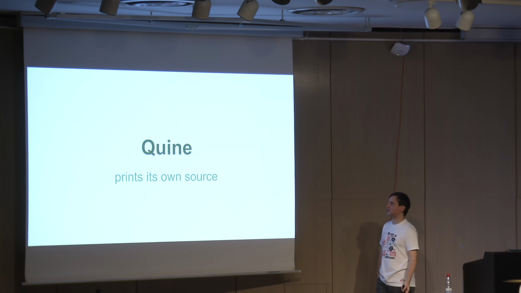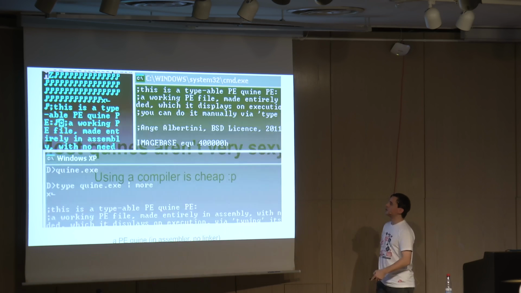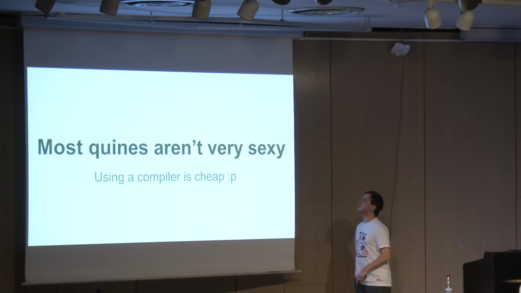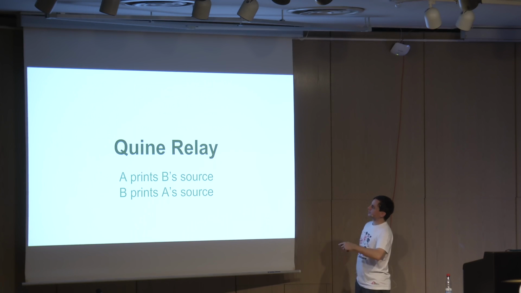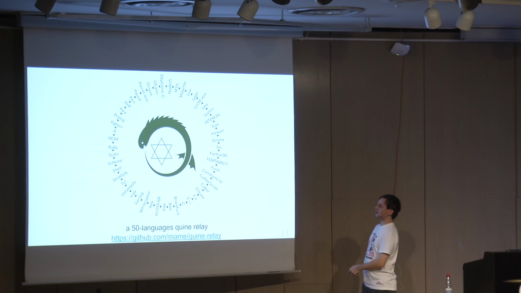A quine is just a file that prints its own source. So basically, this is a PE file that prints its own source, but once again, I don't use linkers. I create the whole header structure myself. Then you can do that. Yeah, quines are very sexy, so using a compiler is cheap by my standard, or a linker. So you have quine relays, where you have an ELF that creates the source of a PE, and the PE creates the source of an ELF. But I'm really a little player here, because there's a Japanese guy who did that with 50 languages.